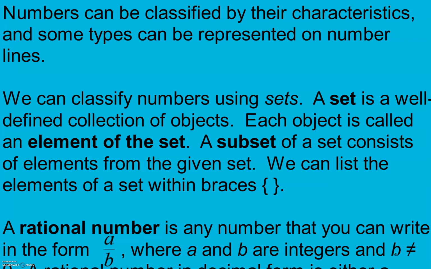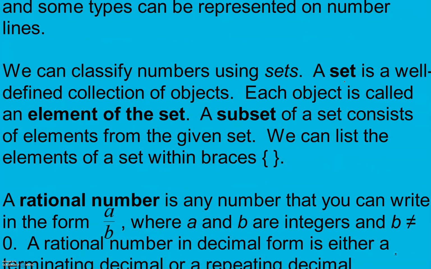So in order to be in the subset, you have to be in the original set. You have to be in our class in order to be in that second group. And we use braces to list those elements. So curly brackets, again, they don't have to be perfect, but just make sure they're not parentheses and they're not square brackets.